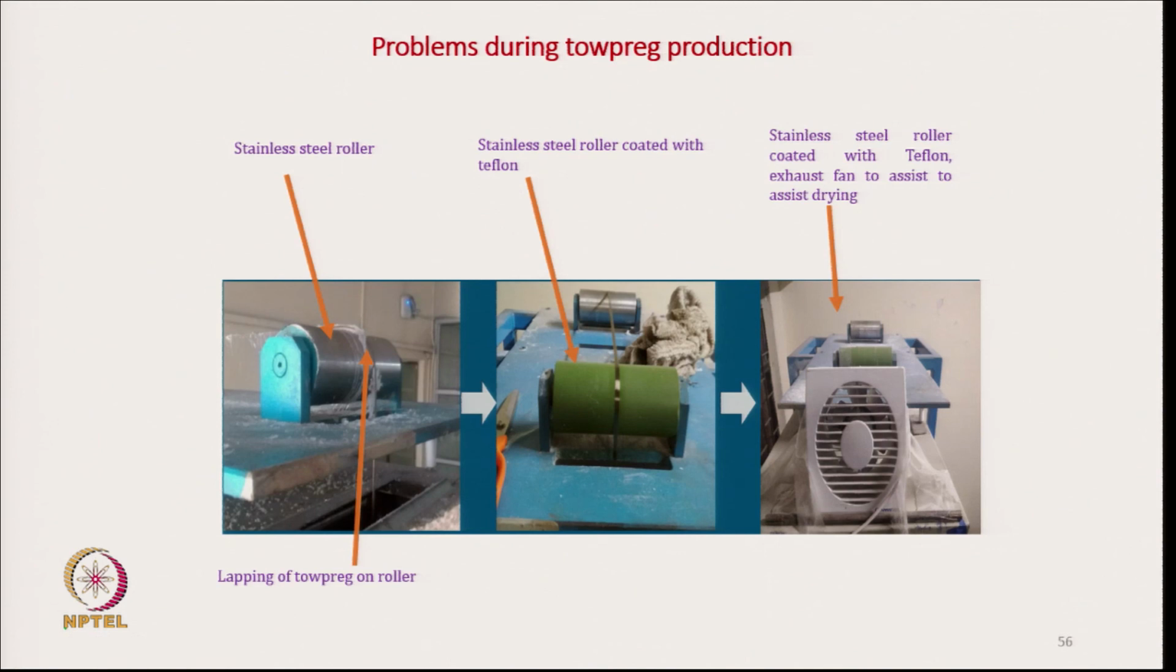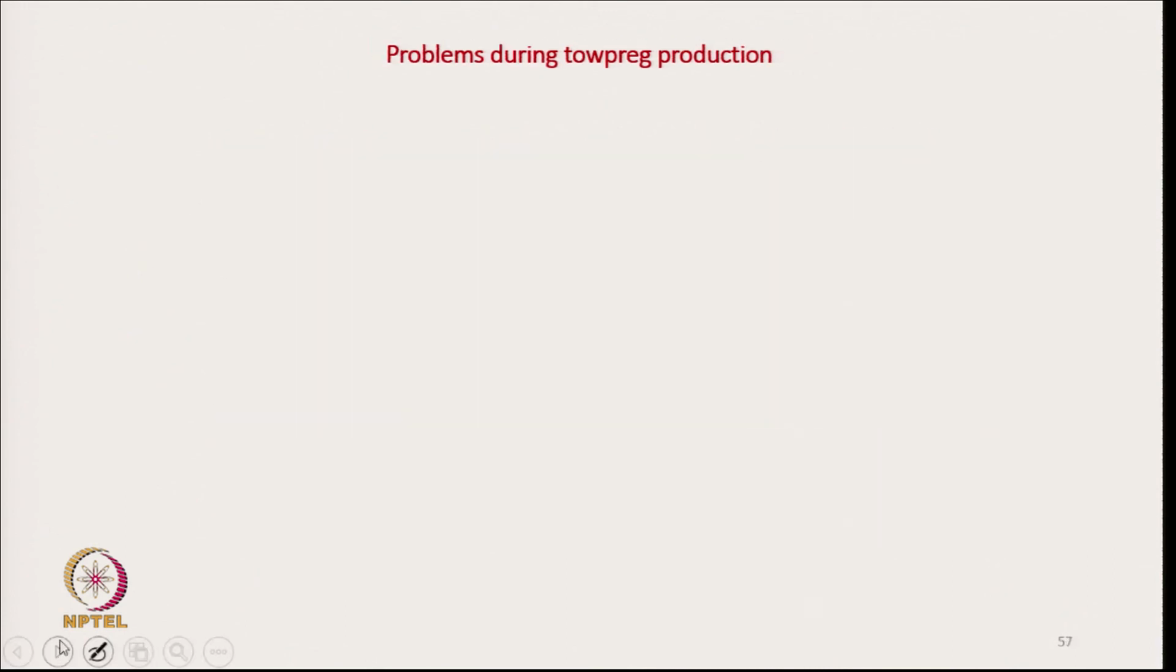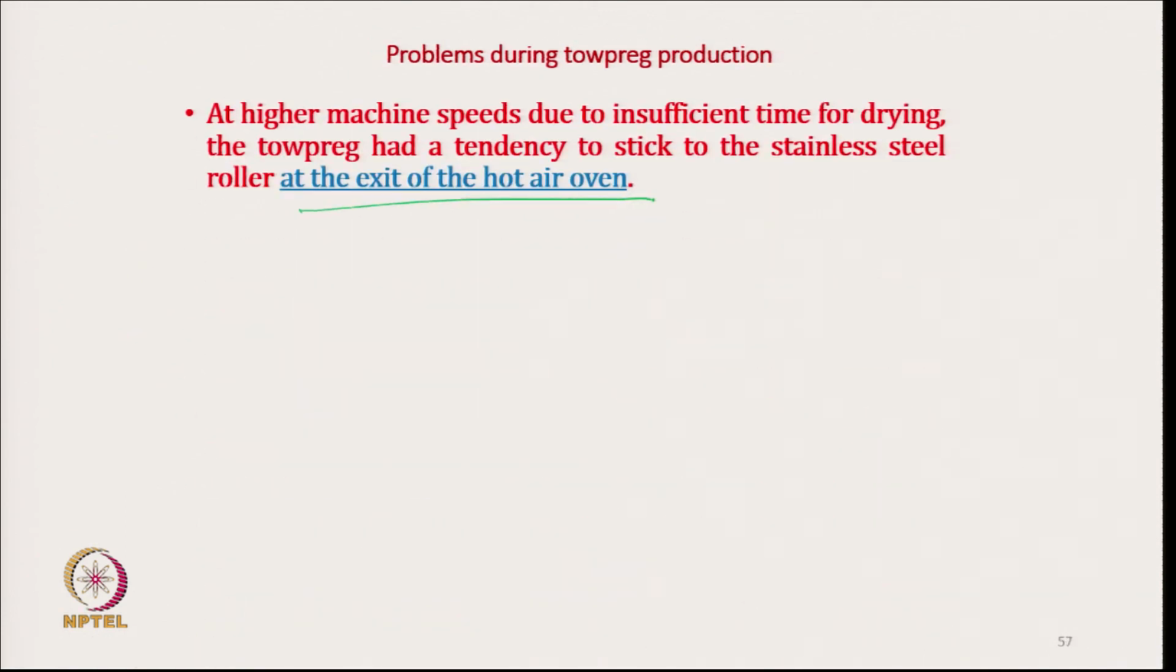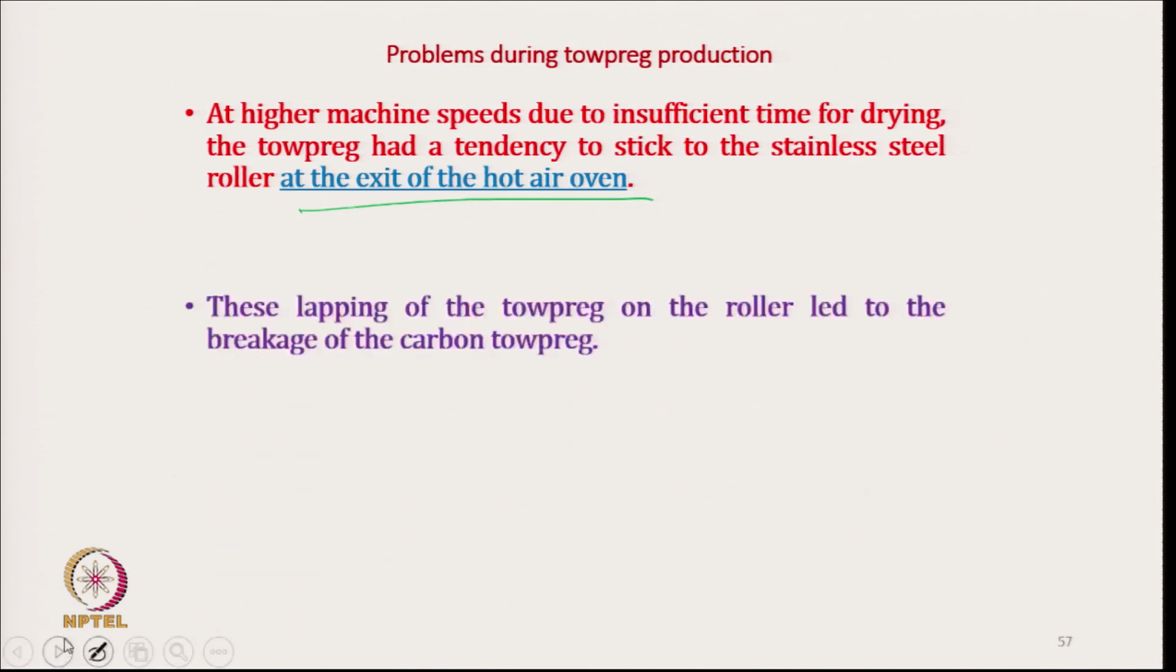A small problem we faced was that once the toe preg comes out from that oven, it is sticky and gets stuck to the roller, and roller lapping took place. To avoid that, we used Teflon coating and immediate cooling systems. Teflon coating and an exhaust fan were used for drying at the exit of the hot air oven, to avoid the roller lapping.